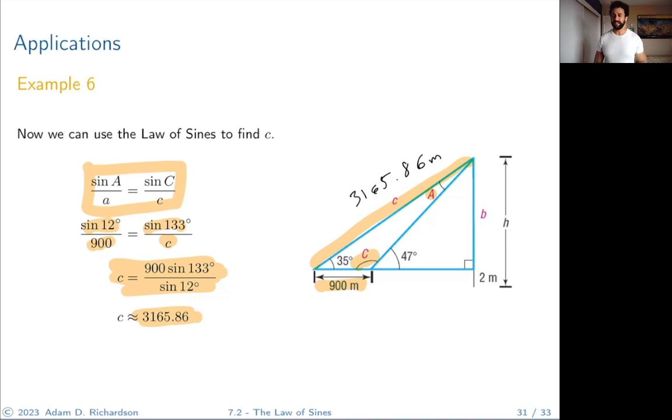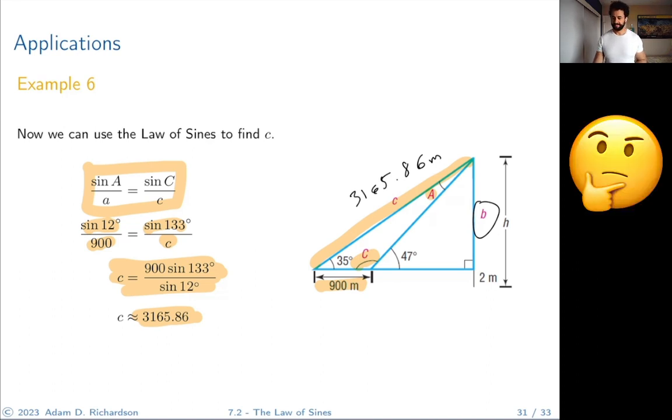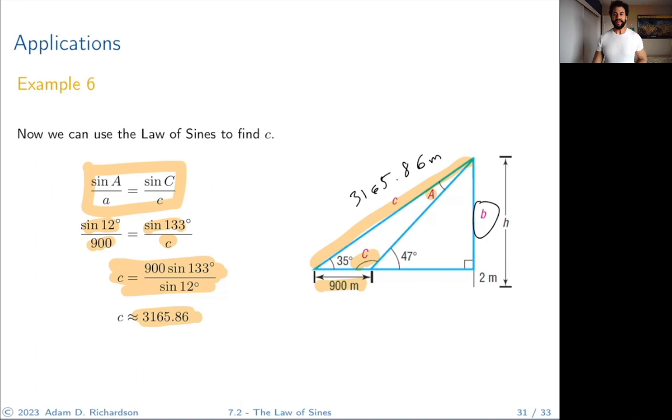Actually, what I'm going to do here is pause again to see if you can figure out what to do next. Remember the goal here. The goal is to find B. So how could you find the length B with the information we're given here? Think about it for a minute. Okay, now let's see if you were right.